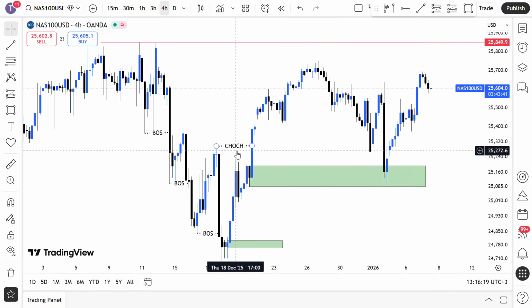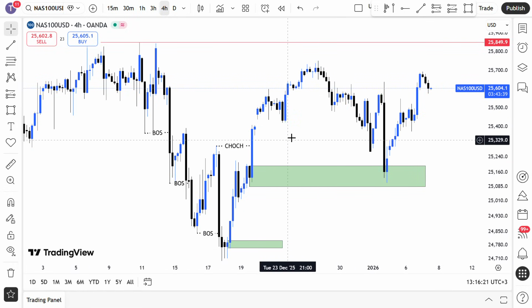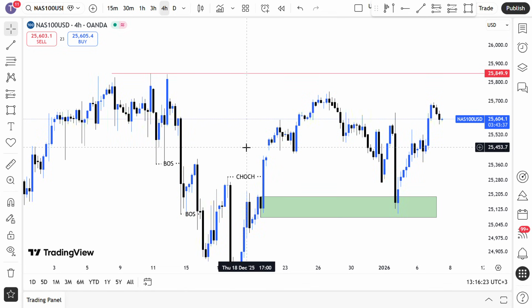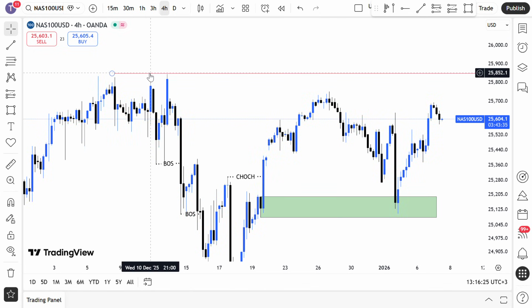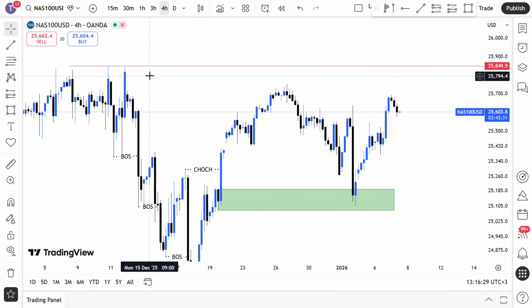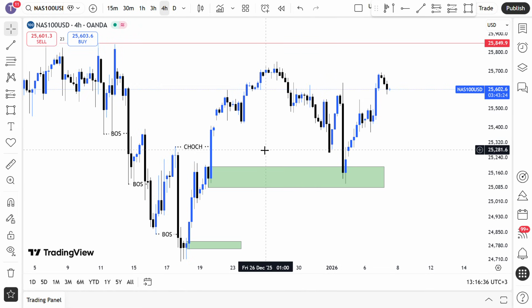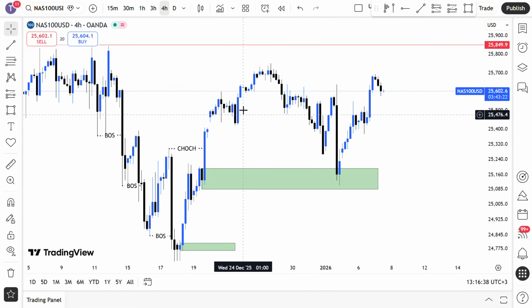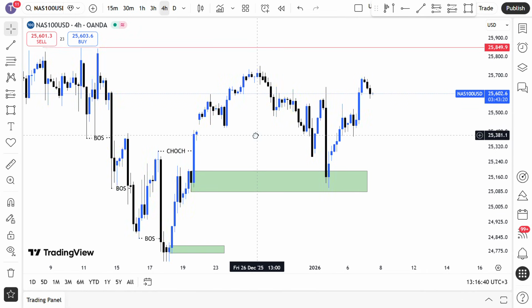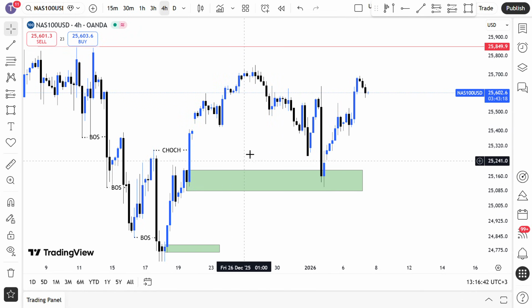Remember, I told you when we had this change of character, I told you guys that I expect price to take this external liquidity up here. And because this external liquidity was not taken, the price tried to come back down because of this change of character to take the internal structures and have a retest to this demand level.